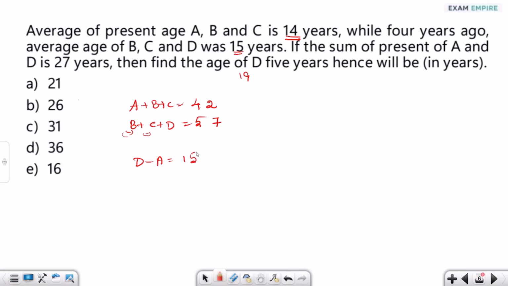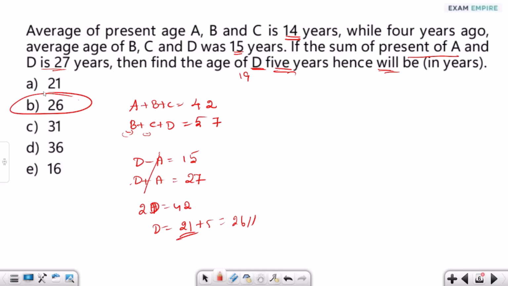Now if we change the sign and use the elimination method, we get D minus A is 15. Next, if the sum of the present ages of A and D is 27 years, so D plus A is 27, then find the age of D 5 years hence. If you add, you get 2 times D is equal to 42. From this D's present age will be 21, but they are asking 5 years hence. So what is 21 plus 5? 26. So the answer for this particular question is 26.